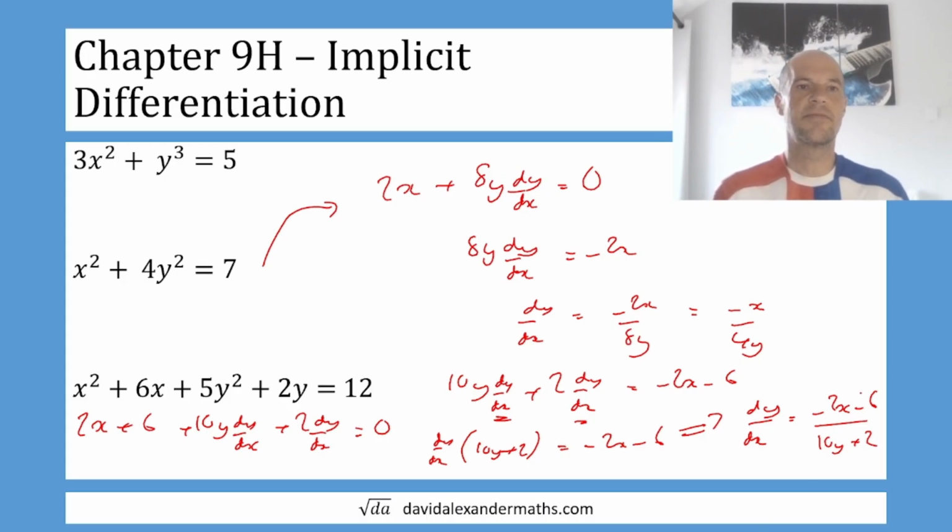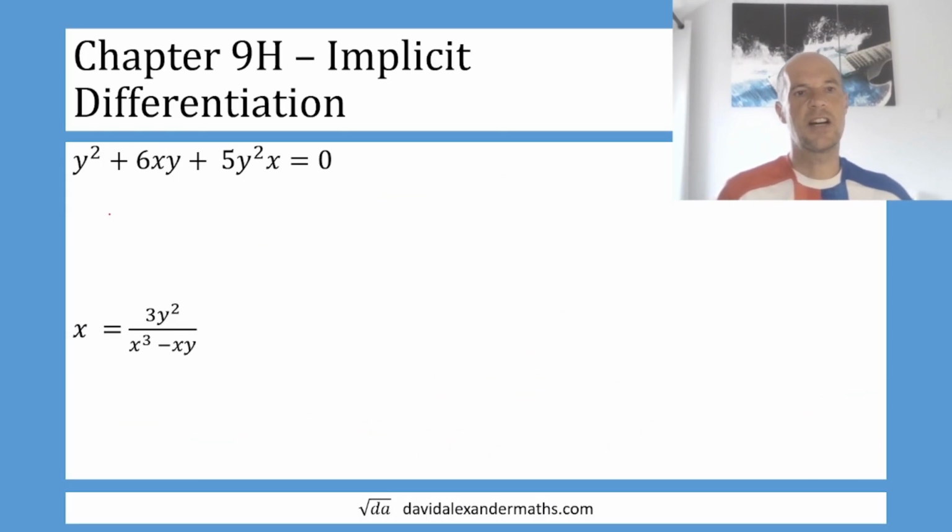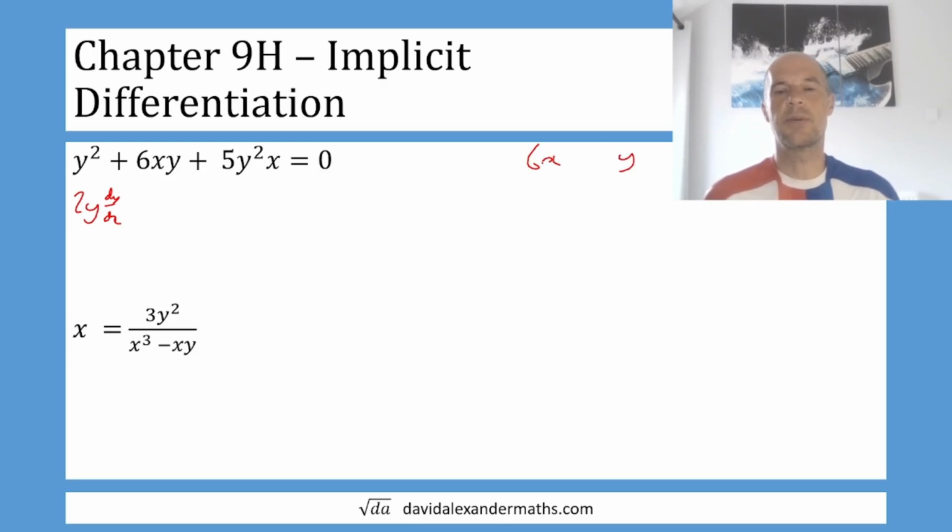Okay, let's take a look at a few slightly harder examples. So the 2y becomes 2y dy dx. Now the 6xy, we're going to use the product rule. So we've got a 6x and a y. If we differentiate 6x, we get 6, and y goes to a dy by dx. So what we have is a plus 6x dy by dx plus 6y.